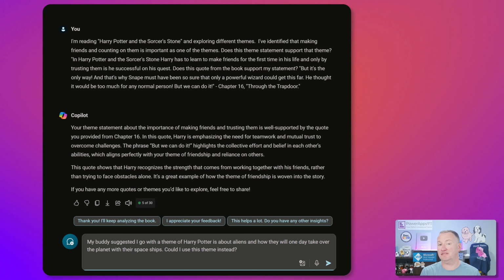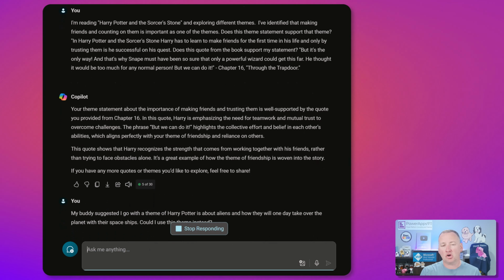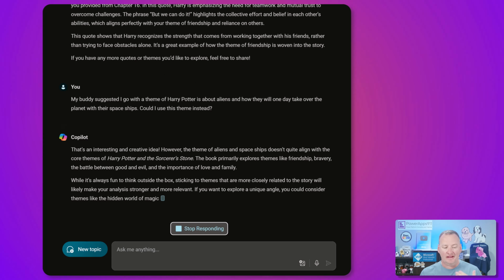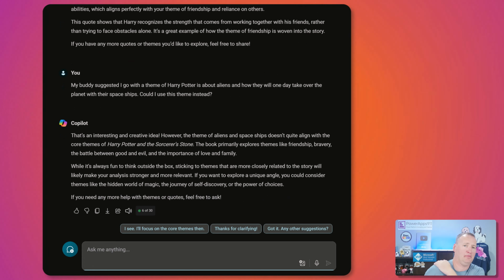Could I use that theme instead, right? So let's just go with something crazy and outlandish. I want to see how, I'm guessing Copilot's going to gently tell me no, right? And so there you can see it, right? It's like, hey, that's an interesting idea. So good job. No, but it doesn't really align.